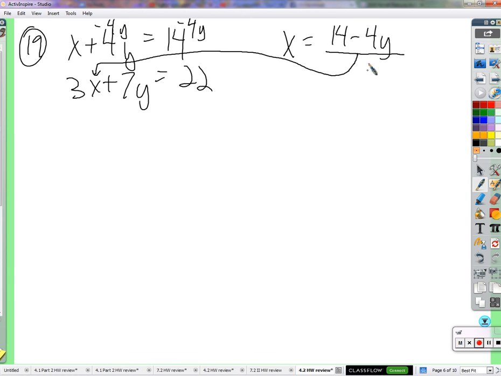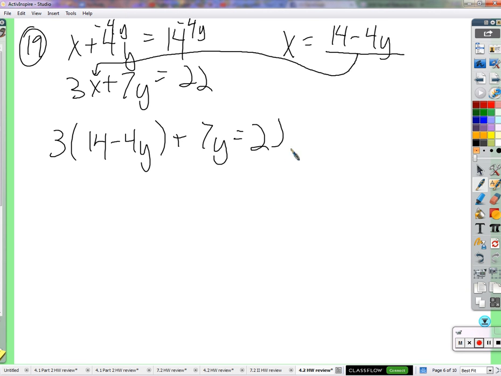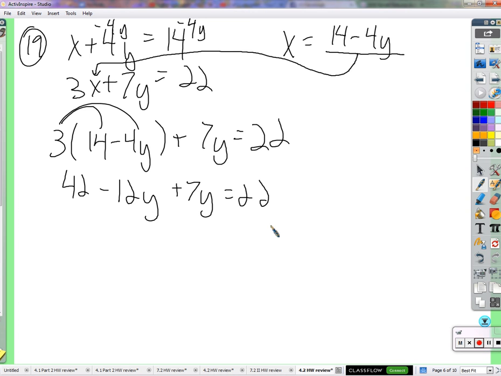So x can be replaced with 14 minus 4y, because this equation says so. x is the same as 14 minus 4y. So 3 times 14 minus 4y equals 22. And then we distribute the 3, which gives us 42 minus 12y. Then it's 42 minus 5y, because 12y plus 7y is negative 5y.